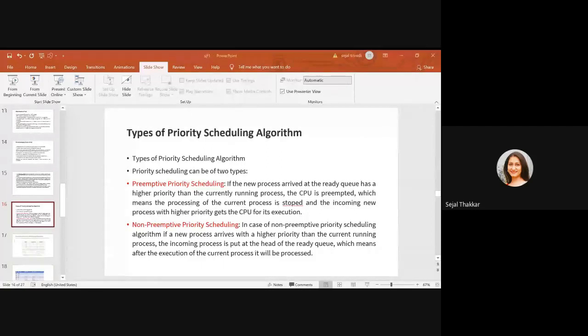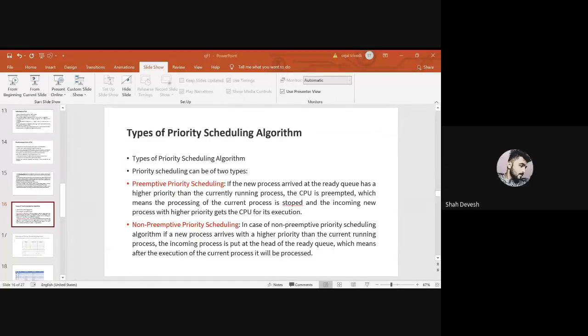So process P2 will execute because it has the highest priority, that is 1. P2 has burst time 3, and this is non-preemptive, so all 3 units of P2 will execute. So from 0 to 3, P2 will execute. P2 is completed. Now the next highest priority is P1, that is 2, and P1 will start at 3.